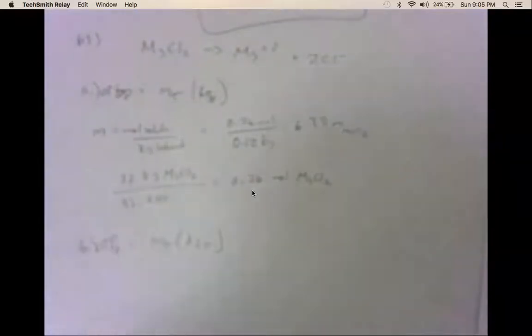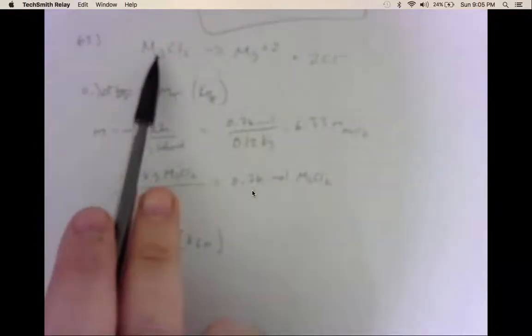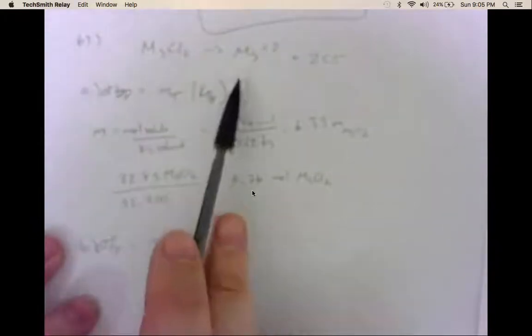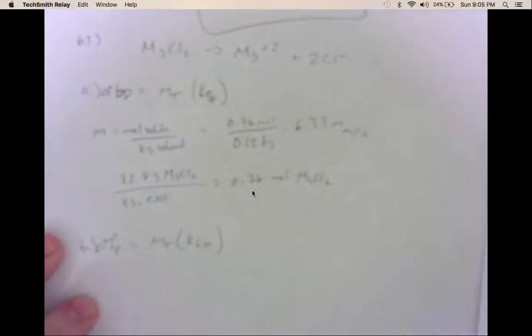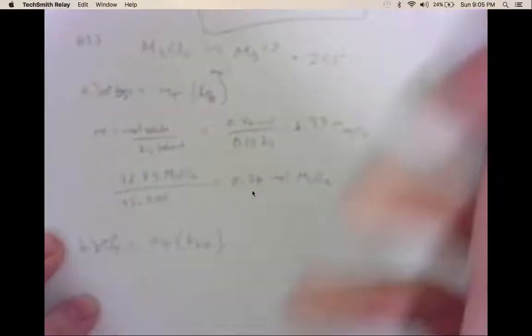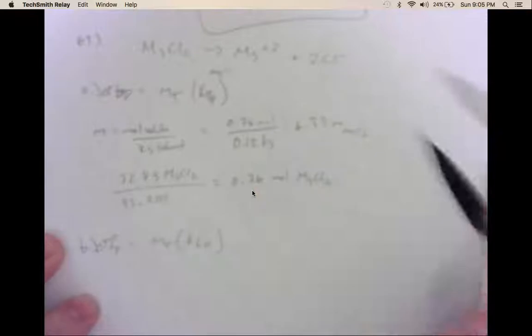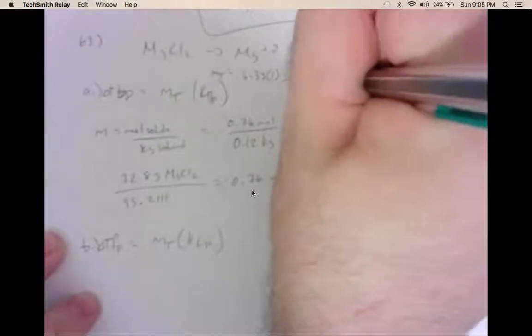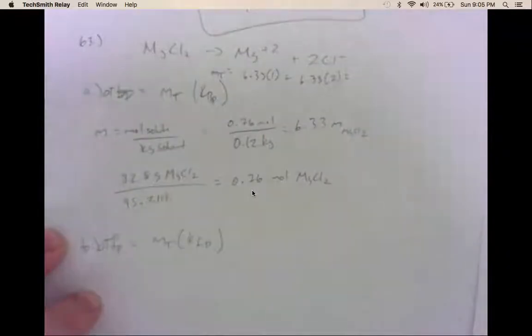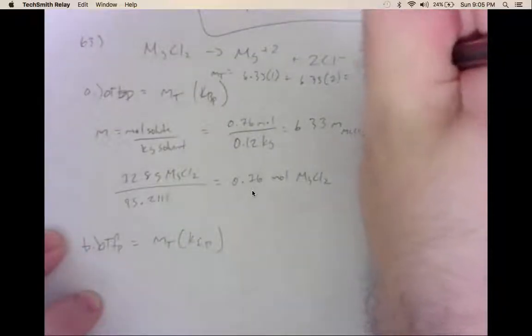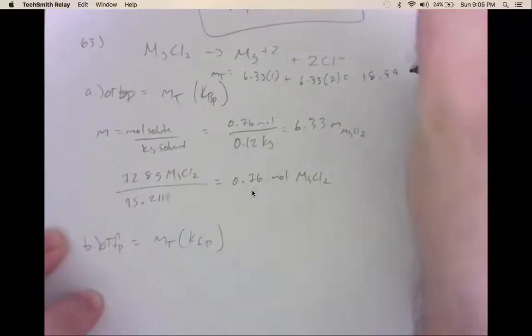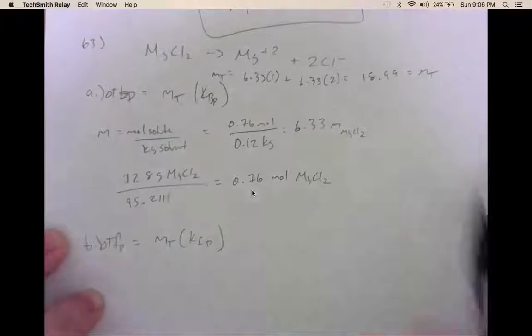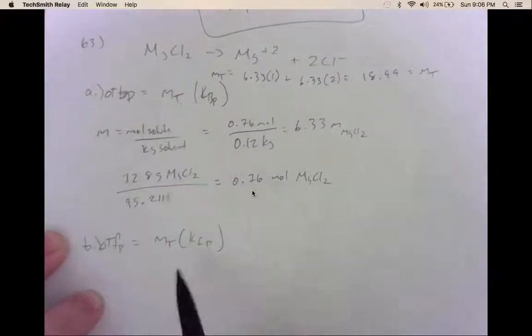Next, we need to find the total molality. Remember, guys, once you put magnesium chloride in water, it's no longer magnesium chloride. It is magnesium and chlorine. So to find the total molality, we multiply by the coefficients and then add together. For magnesium, we do 6.33 times 1, and that is added to 6.33 times 2. Once you solve that, we find a total molality of 18.99, and that is our MT. So now we have our MT that we'll use for A and B.